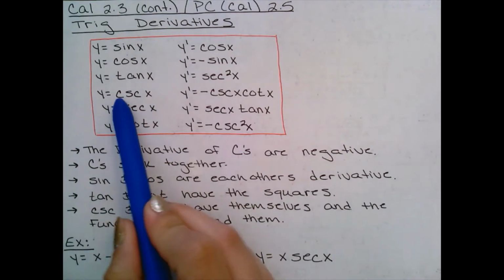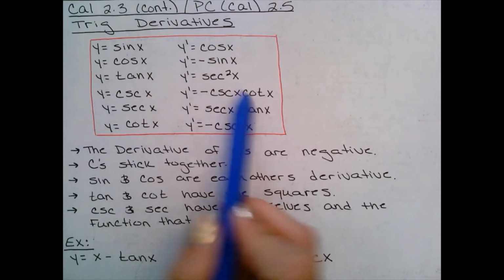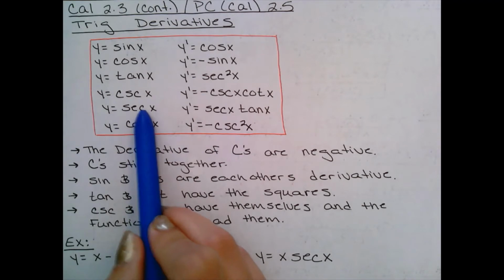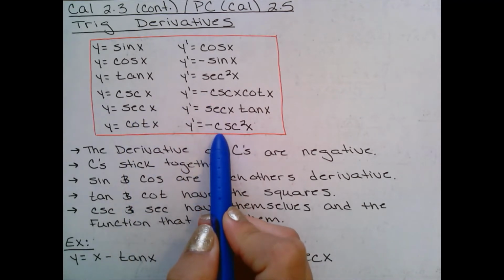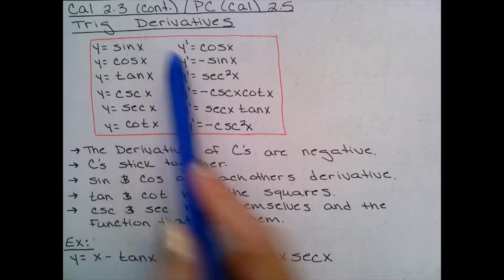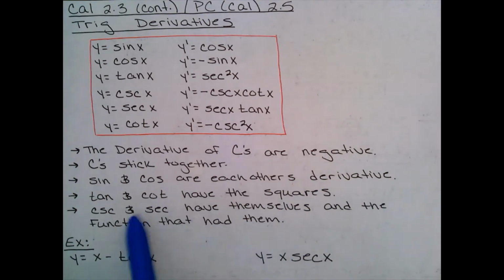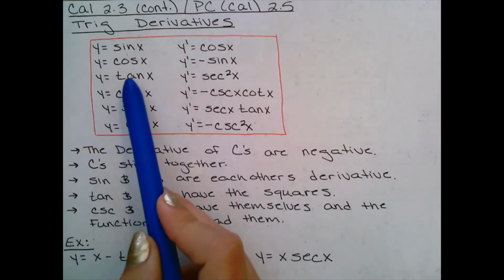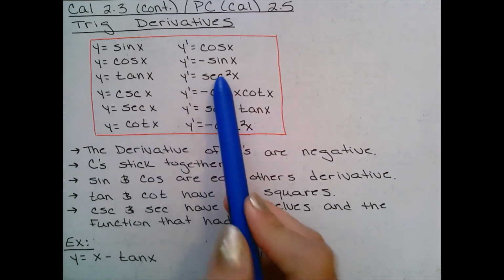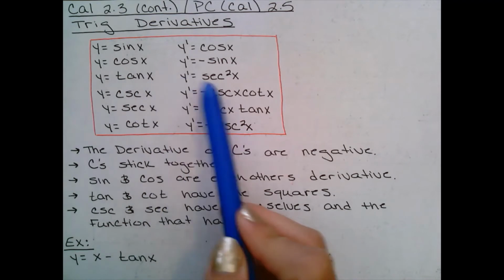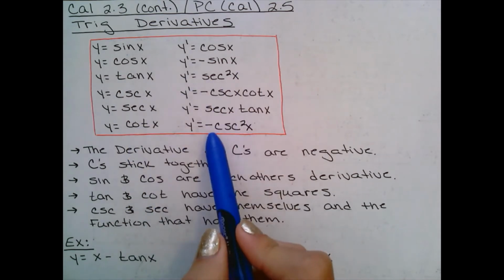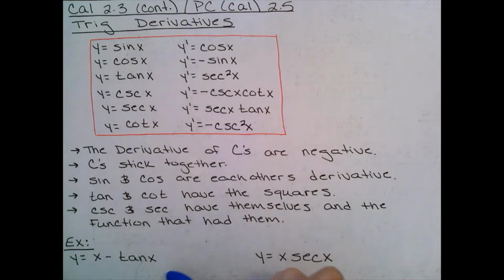So notice that cosecant has cosecant and cotangent. There are no C's here. There are no C's here. And then cotangent has a derivative of negative cosecant squared. Okay, so we see the C's stick together, and then sine and cosine have each other. All right? Tangent and cotangent have squares. So tangent and cotangent have the two other reciprocal functions with the C's sticking together. Tangent is secant squared, and cotangent is negative cosecant squared.